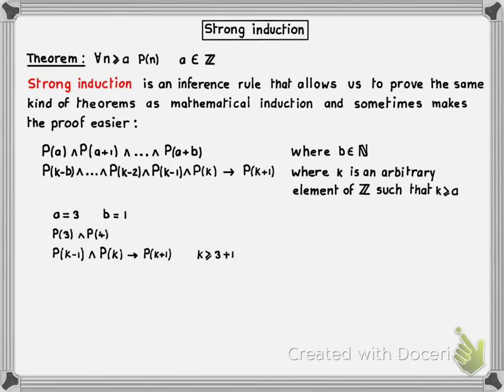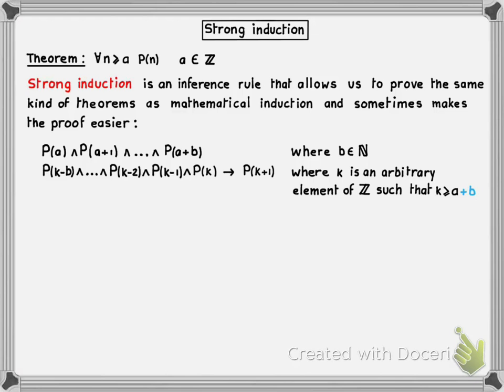So let me erase this example for now and modify our second premise here for the inference rule. Notice what we just argued for is that it's not enough for k to be an arbitrary integer greater than a. It must be an integer greater than or equal to a plus b. And this is the final form of the second premise for our inference rule.